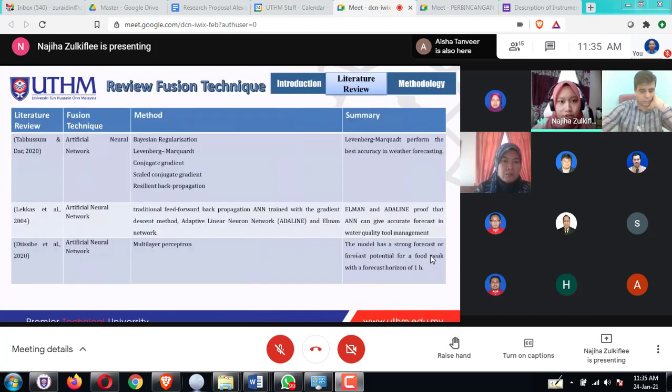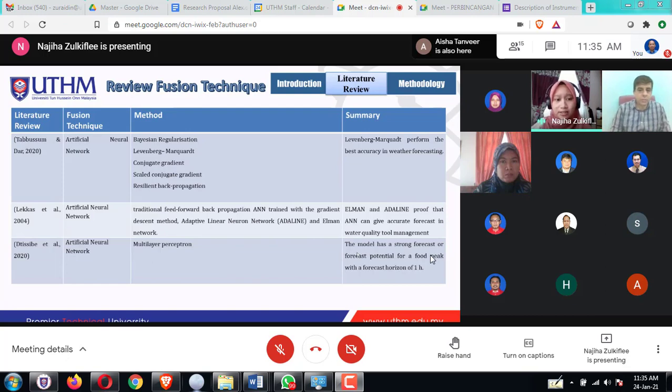Next is the literature review. In the literature review, there are 5 fusion techniques that I will cover. First is artificial neural network, based on Tabusum and Dar, Lekas, and SB. It shows that by using artificial neural network, the result can get high accuracy in weather forecasting. For example, based on Tabusum and Dar, they implement all the methods, compare between each other, and the result is Levenberg Marquardt performed the best accuracy in weather forecasting.